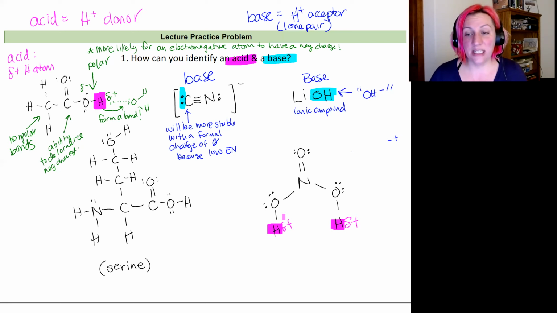And so I'm going to see these hydrogens here that are bonded to that oxygen as likely acidic hydrogens. And this will act as an acid.